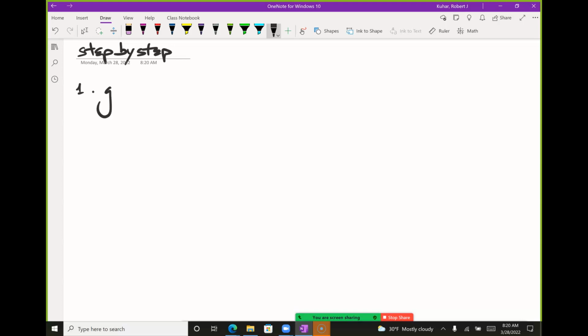Let's graph the function. Even on your homework and on your test, graph the function. Put it on the page. Okay?